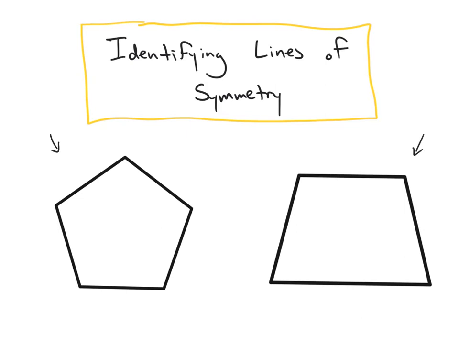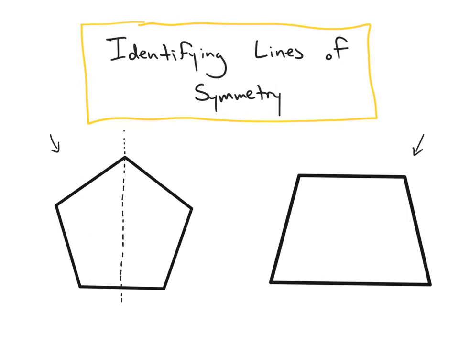Both of these shapes have lines of symmetry, and one of them actually has more than one line of symmetry. So let's take a look at how we can identify these lines of symmetry. We want to be looking and imagining in our head which lines we could fold these shapes on so that they will be mirror images on both sides of the line. So when I'm looking at this pentagon here, I see one line of symmetry that goes right down the middle here.